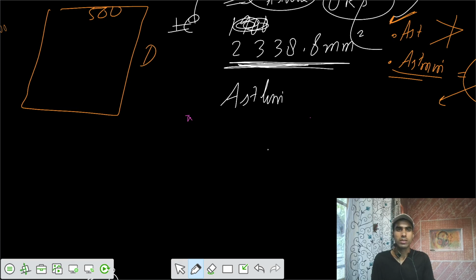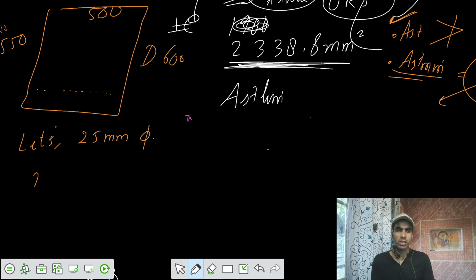Total depth is 600. Effective depth is 550. Effective cover is 50. So at this location I have to place bars. I don't know the diameter of the bars. So let's take, usually we take 20, 16 and 25. Let's take 25 bars. Let's take 25 millimeter diameter of the bars.